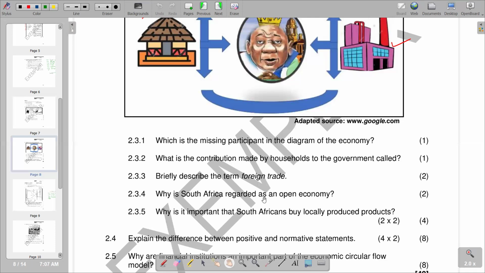So a closed economy does not engage in the exchange of goods and services with other countries. That's basically what it means. But when we're talking about the open economy, it engages other countries in the process of the exchange of goods and services. So basically, that's what we have in terms of our open economy. So our question is saying, why is South Africa regarded as an open economy?